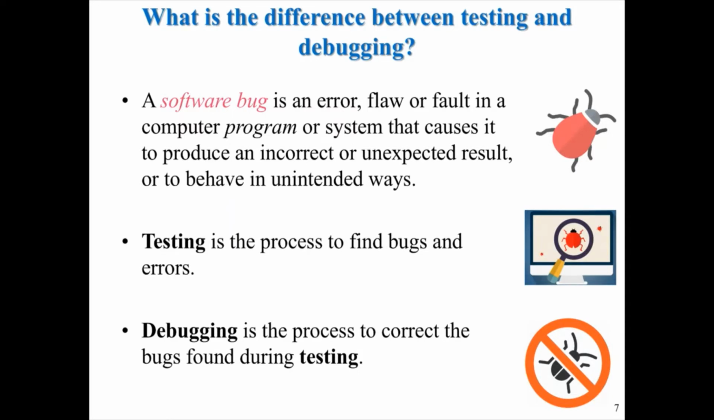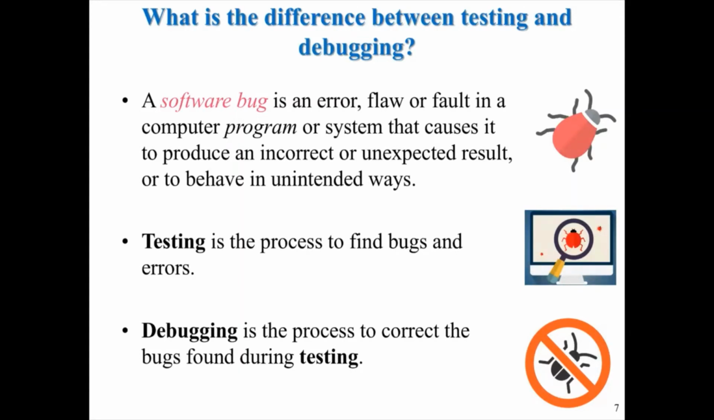Very interesting slide. Sometimes there is another term similar to testing, called debugging, and some students confuse debugging with testing. So here are the differences between debugging and testing. All of you please read with me. A bug is basically an error, a flaw, or a fault in a computer program, or if that program is part of a bigger system, a fault or error in the system that causes it to produce an incorrect or unexpected result or to behave in an unintended way.